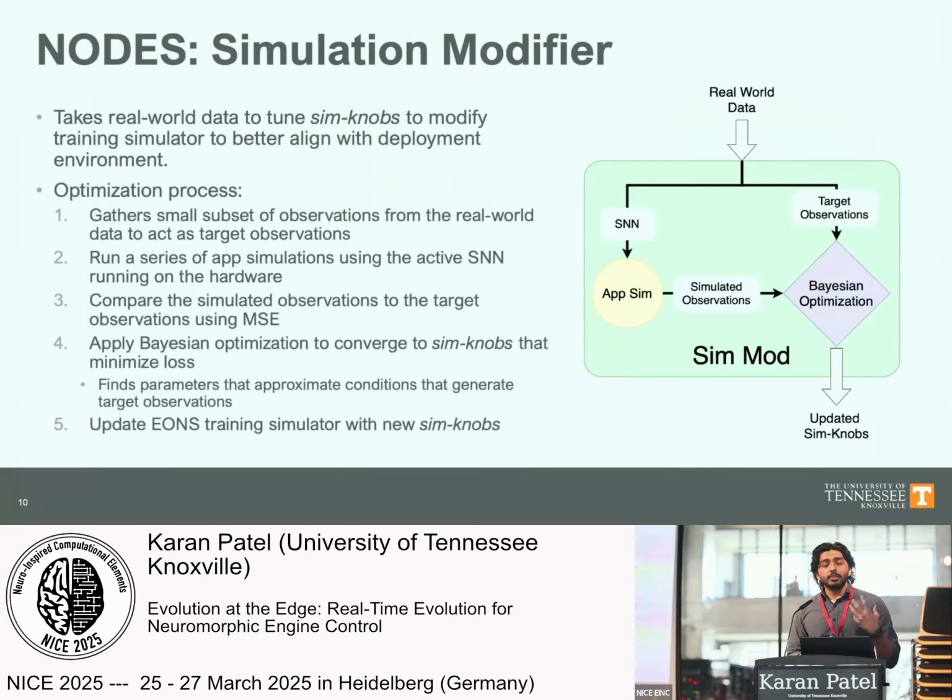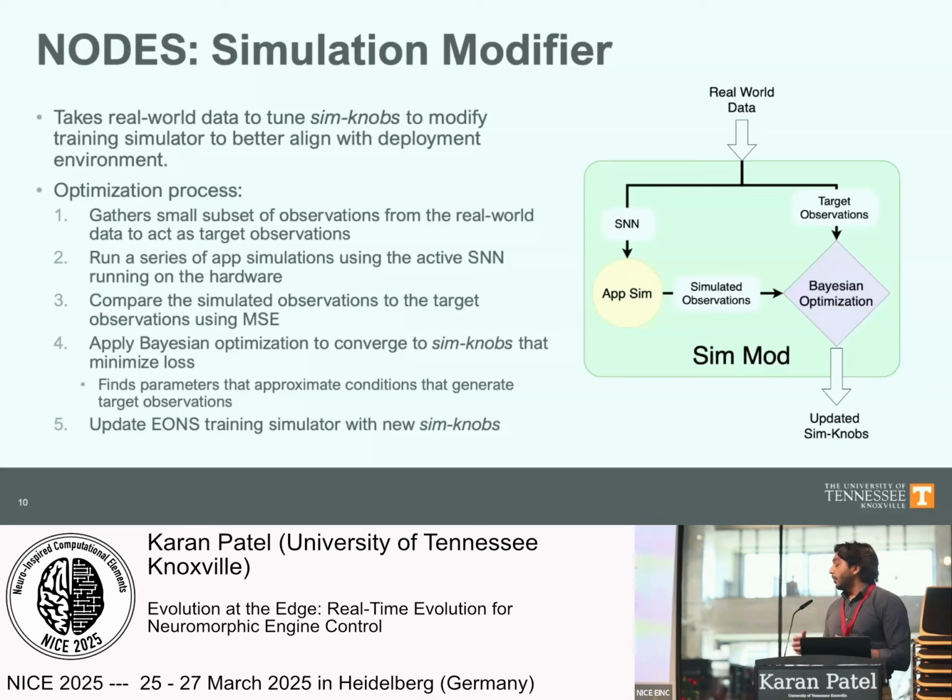These target observations are then replicated by a series of simulator instances that are using the active SNN running on the hardware. The simulated observations are then compared against the target observations using mean squared error, which in turn is used by Bayesian optimization to converge to a series of SimNobs which best minimizes this loss. And this approach essentially allows us to model the environmental changes occurring within the deployment environment.